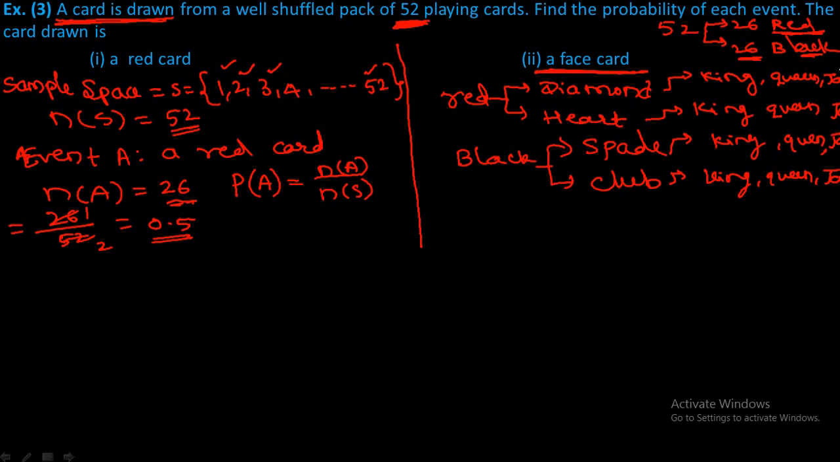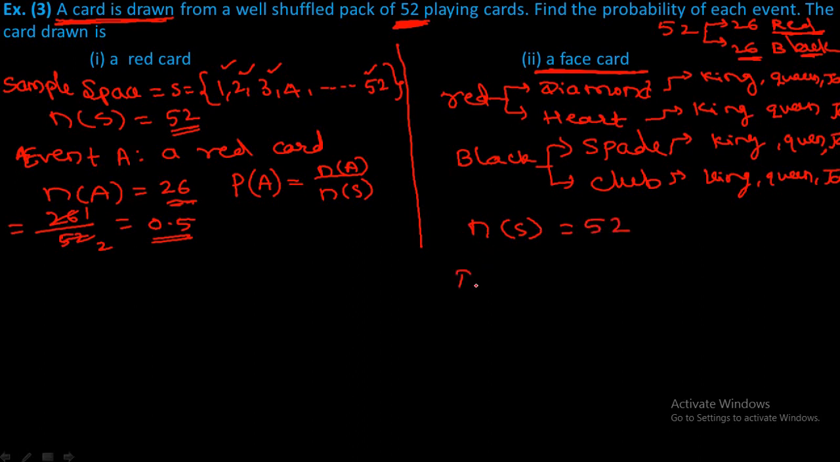Now how many possibilities are there? How many face cards are there? 1, 2, 3, 4, 5, 6, 7, 8, 9, 10, 11, 12. So there are total 12 face cards. Our n of S is how much? Here n of S is already 52.